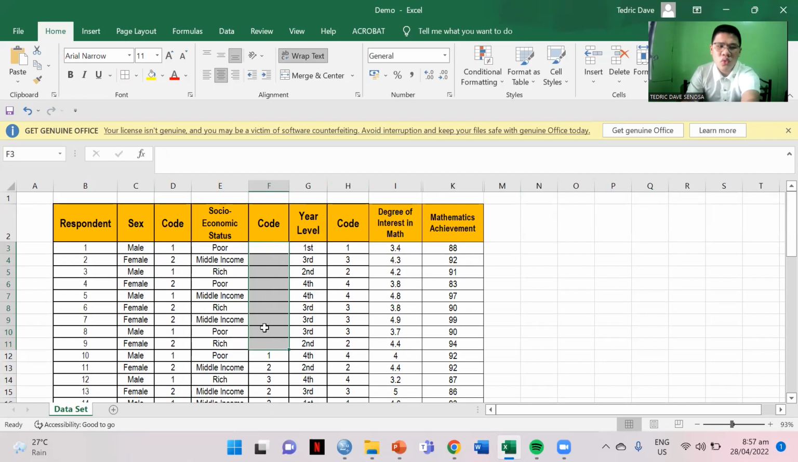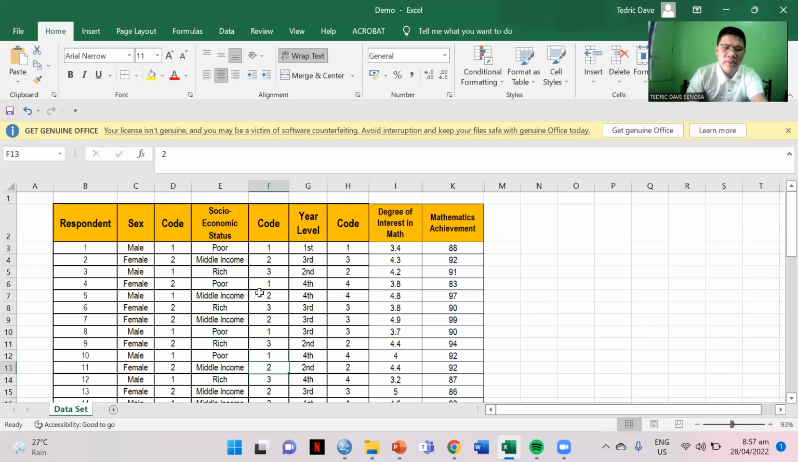Meanwhile, for the socioeconomic status, I have actually done this already because it will take time if we do it one by one. 1, 2, 3, 1, 2, 3, 2, 1, 3, 1. So that's how we code things for socioeconomic status.